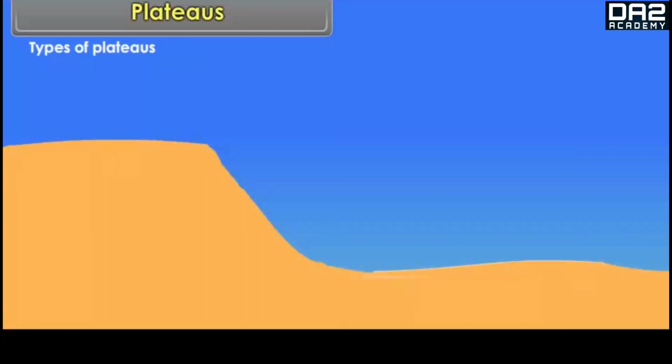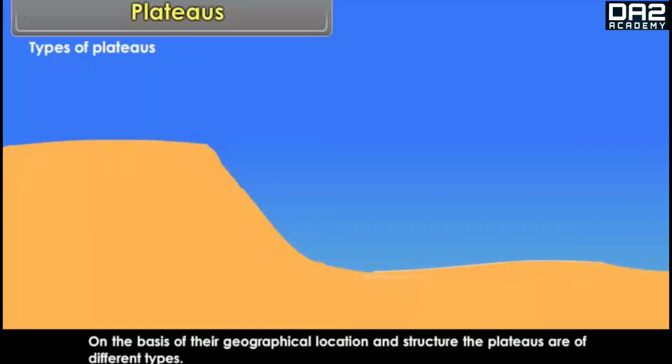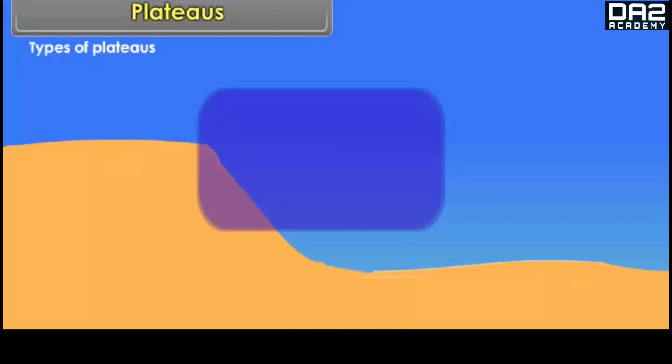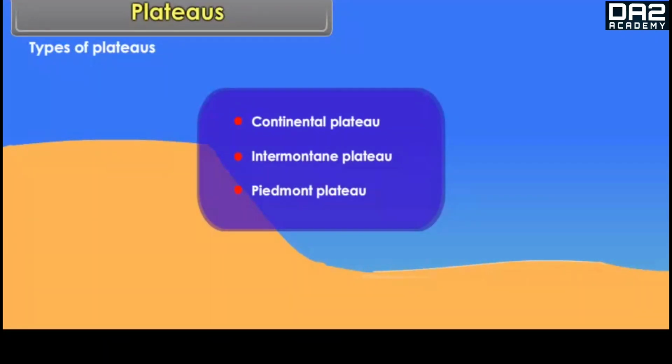Types of plateaus. On the basis of their geographical location and structure, the plateaus are of different types. They are continental plateau, intermontane plateau, Piedmont plateau.